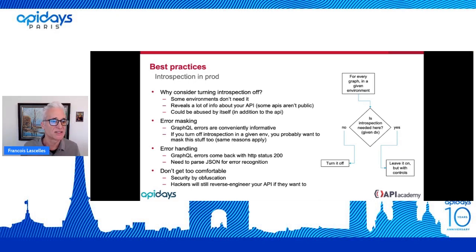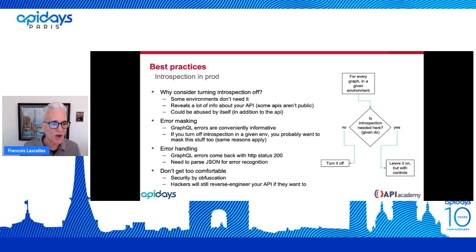Error masking is another thing to think about. GraphQL errors are really conveniently informative. But if you turn off introspection in a given environment, you probably want to also mask this, because the same reasons apply. If introspection is not going to be used, then probably the very informative error responses also are not going to be used by a developer in this particular environment. And so you probably want to reduce some of that information.